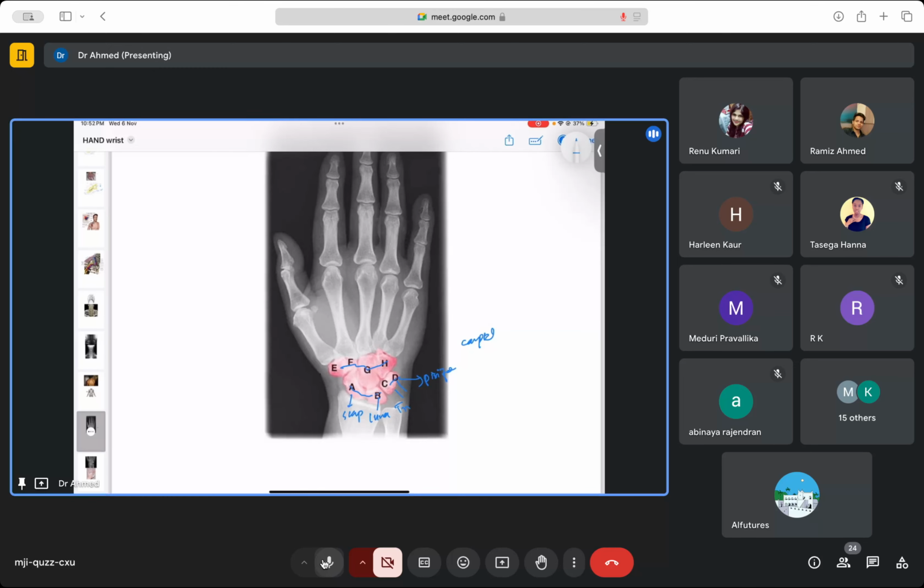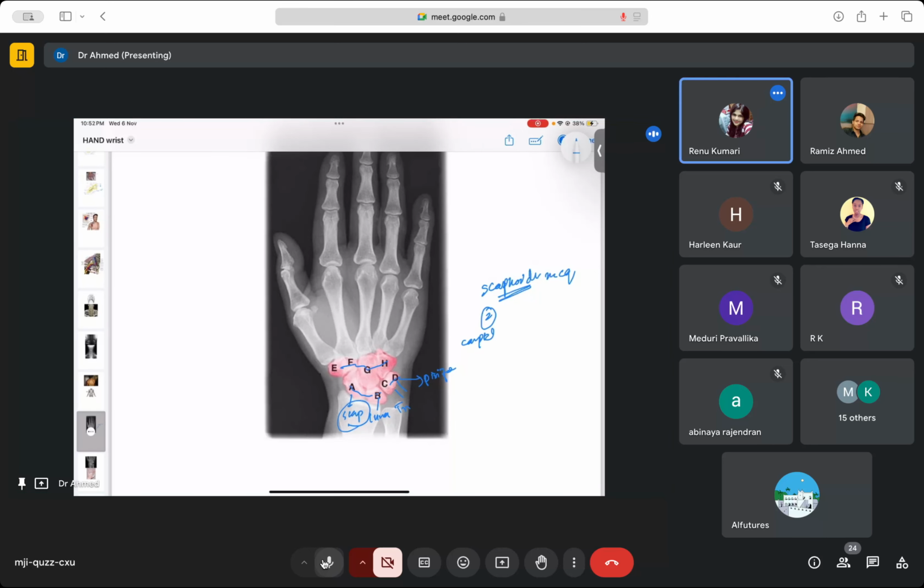Okay, can you just tell me the most common injured bone? Scaphoid. Perfect, scaphoid. This is one of your MCQs, right? Scaphoid basically sits at the base of the anatomical snuffbox. Yes. Okay, which kind of injury is going to damage your scaphoid bone?